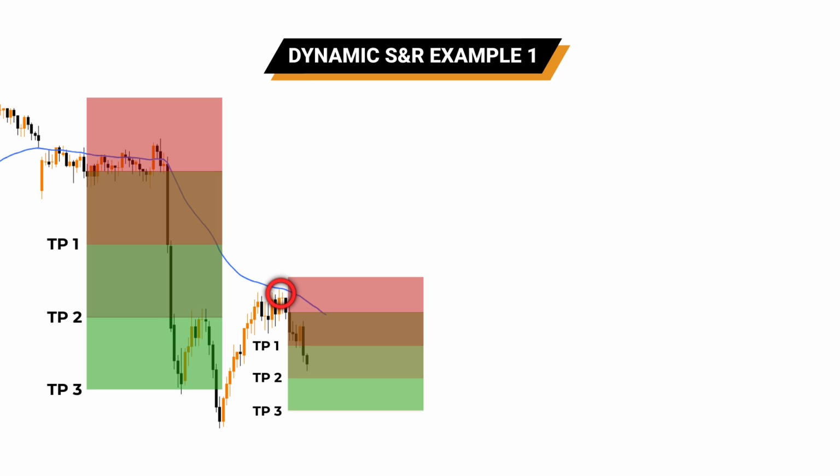Price further moves down. This is when you can move your stop loss to the first take profit if you are trailing. Price now hits our second take profit. This is the time to again take some profits if you are not trailing. However, price didn't continue to our third take profit.